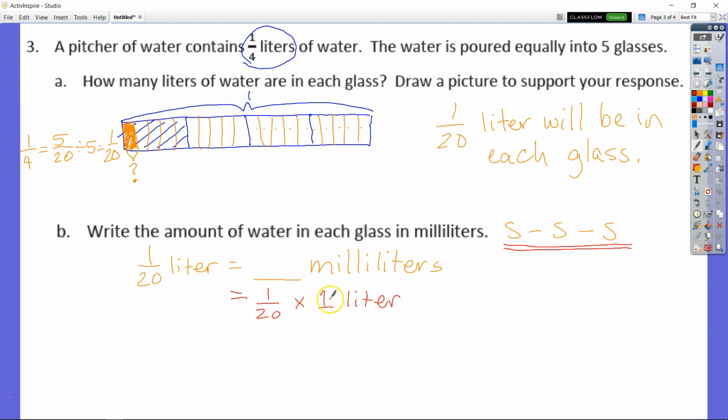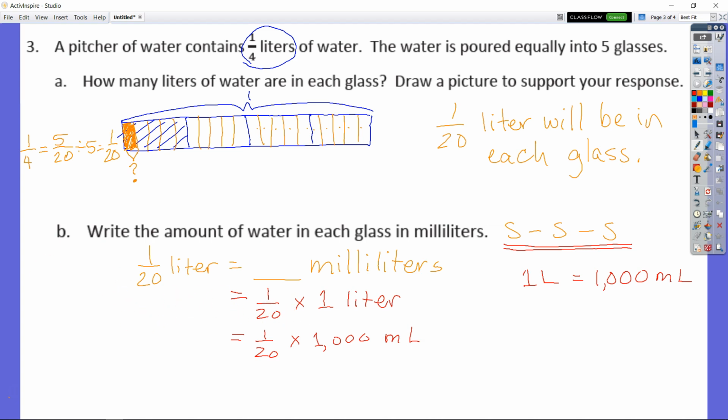Now we're going to substitute. Wherever we see 1 liter, and you can use your conversion chart for this, but you know that 1 liter, I'm going to use my letter L for liter, is equal to 1,000 milliliters. So wherever we see 1 liter, we're going to substitute in 1,000 milliliters. So we have 1/20 times 1,000 milliliters.